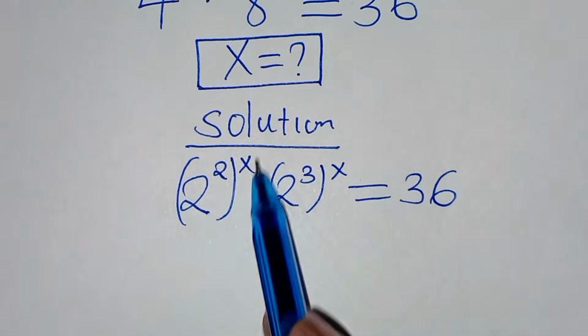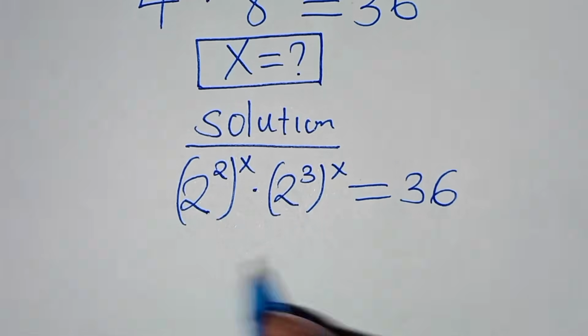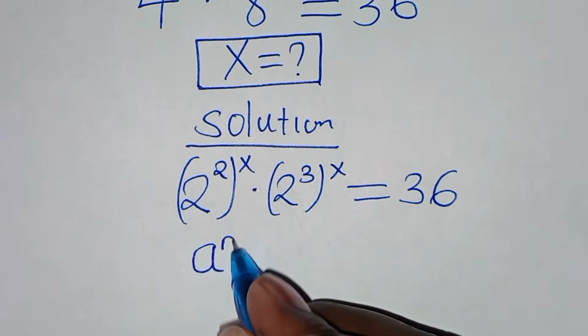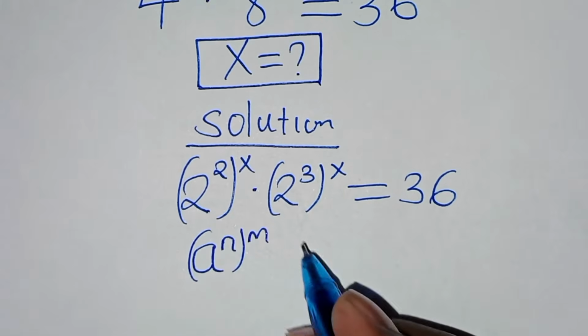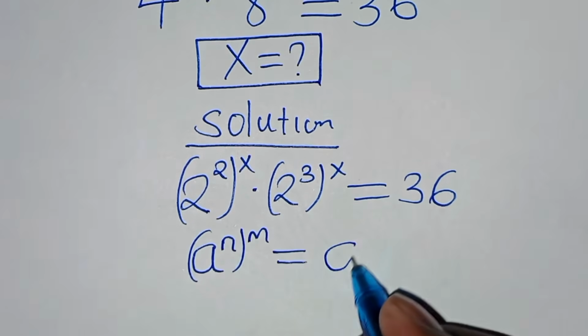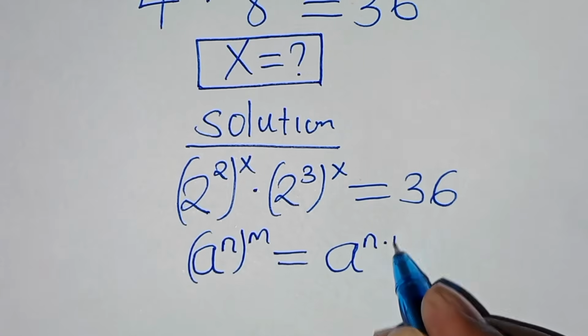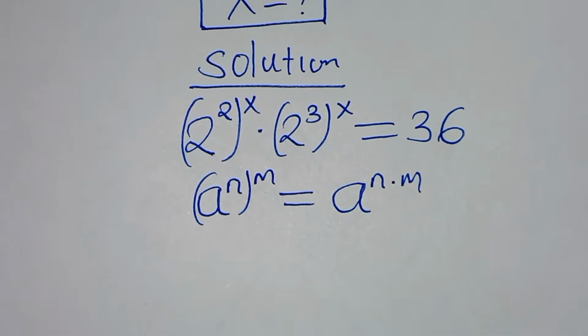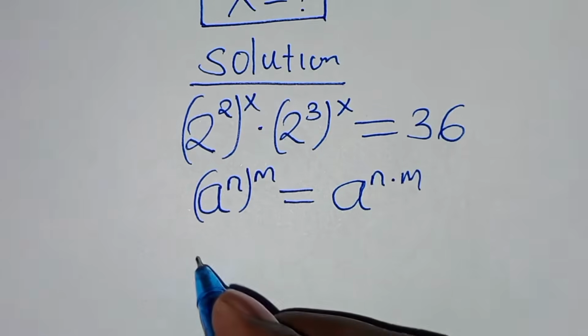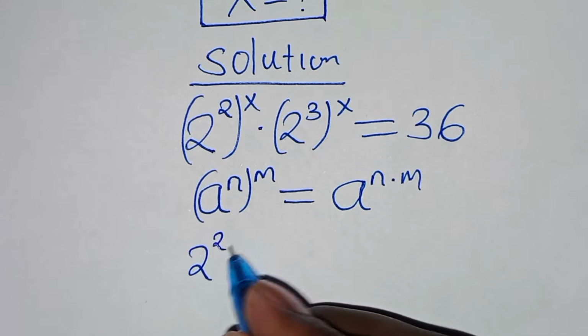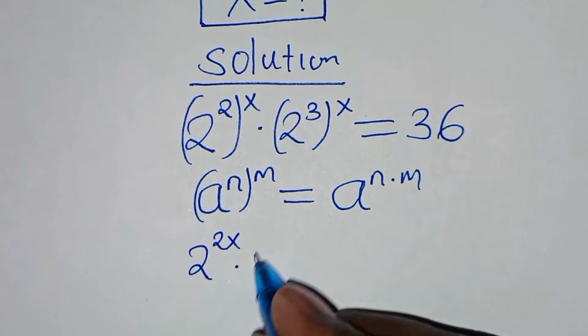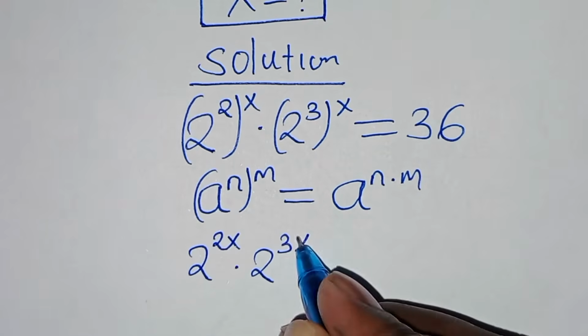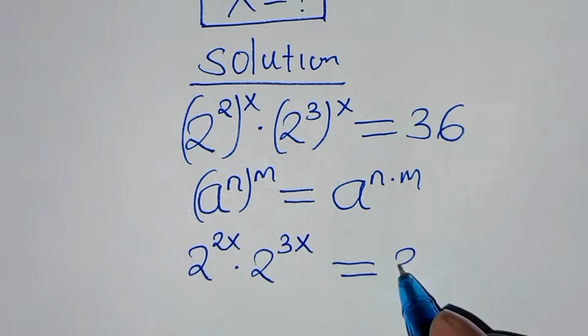Now, (2 to the power 2) raised to the power x and (2 to the power 3) raised to the power x are in the form of a to the power n raised to the power m, which we can express as a to the power n times m. Applying this identity, here we'll have 2 to the power 2x multiplied by 2 to the power 3x. This is equal to 36.